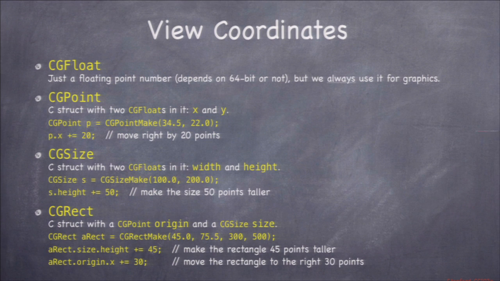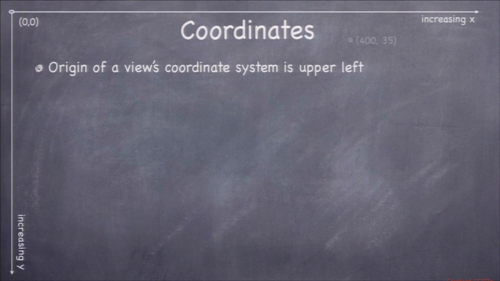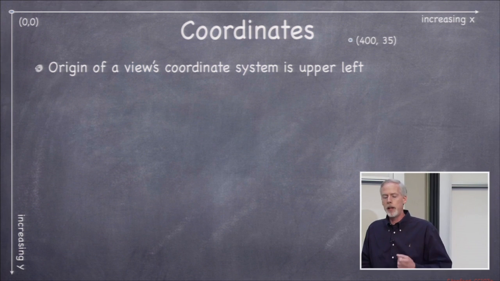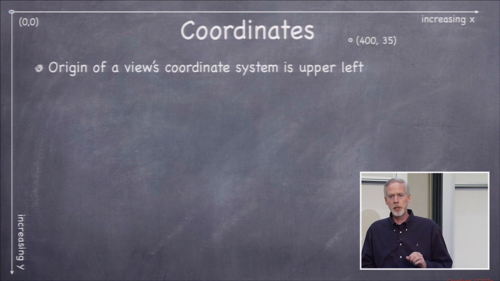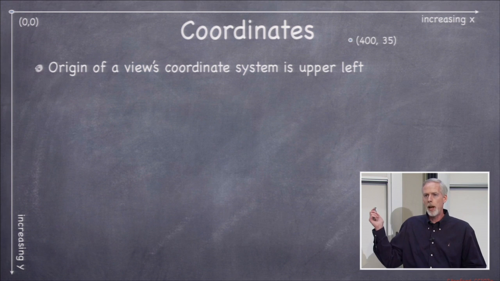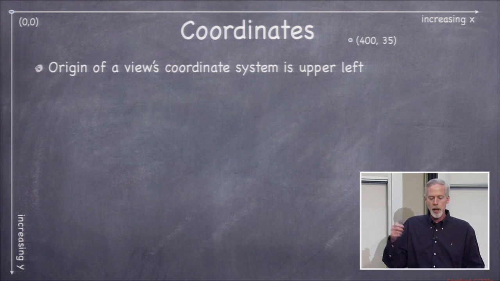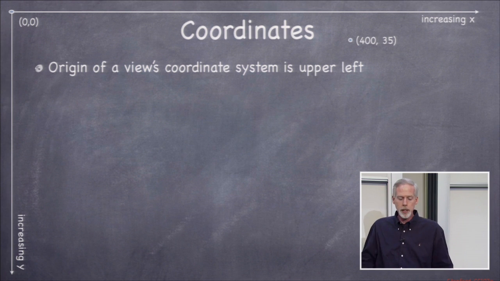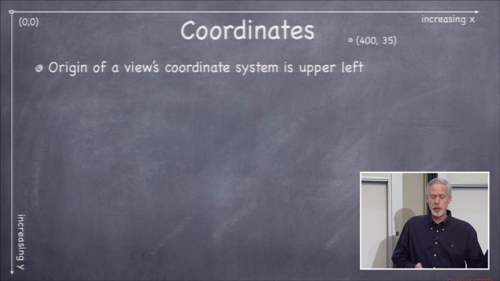Whenever we're drawing on screen, this is what we're talking about. The origin of a view's coordinate system for drawing or for handling events is upper left, not lower left, not like Cartesian coordinates. So positive y values are down the screen. You can see I put that point up there, 400, 35. That's x and y. X is 400, way over to the right, and 35 is y and positive, so it's down from that origin in the upper left.